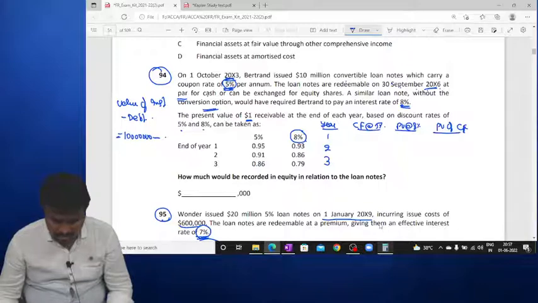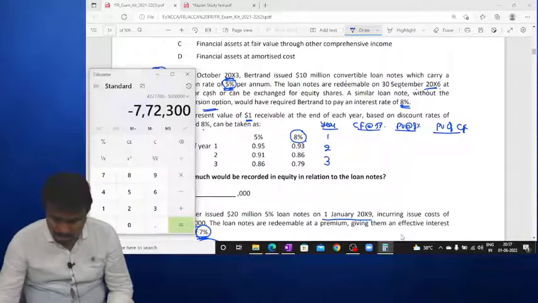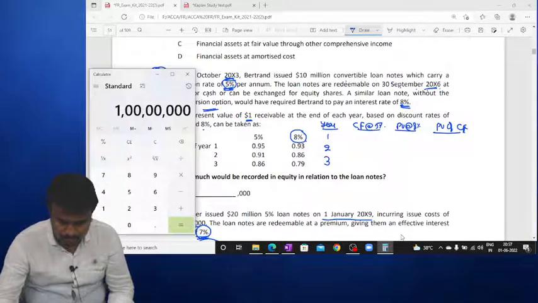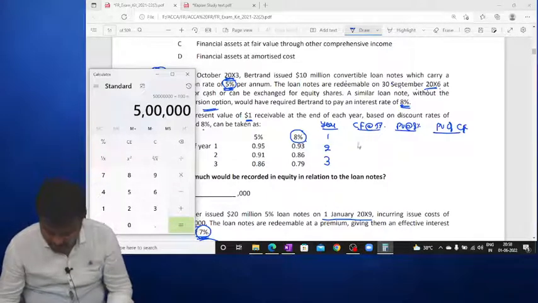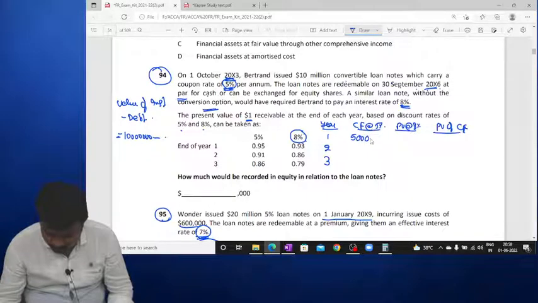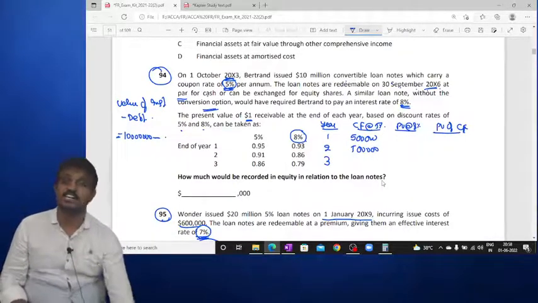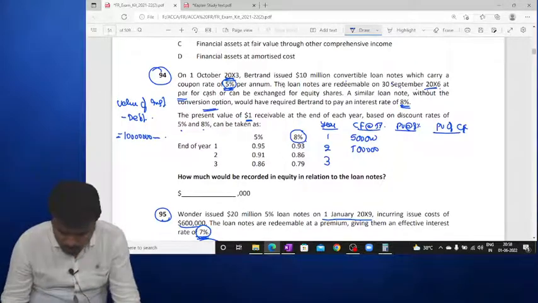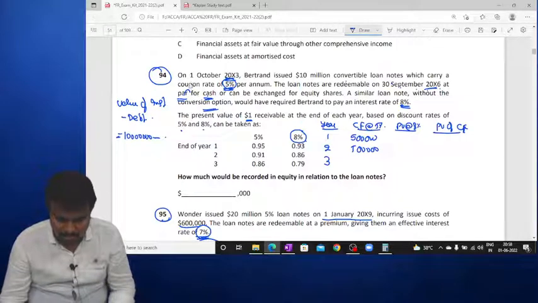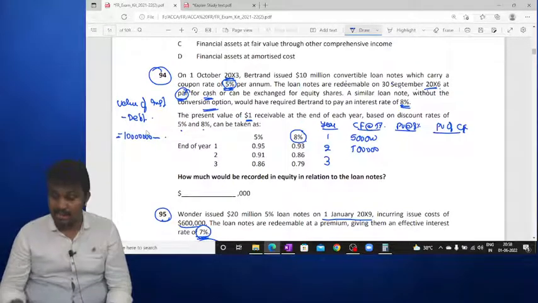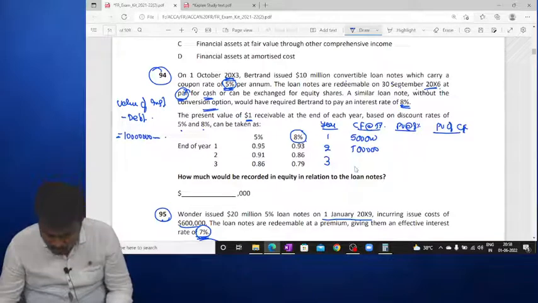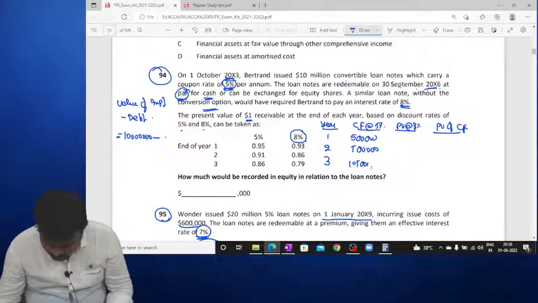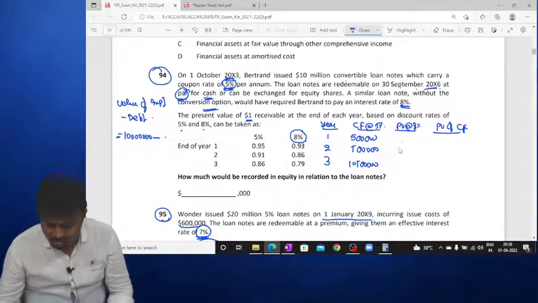So what is the interest? 100 lakhs into 5%, 5 lakhs. For the second year also 5 lakh, but in the third year we need to pay par value. If it is paid in cash, then we have to redeem it at par value, that is 100 lakh plus third year interest 5, so 105 lakhs.